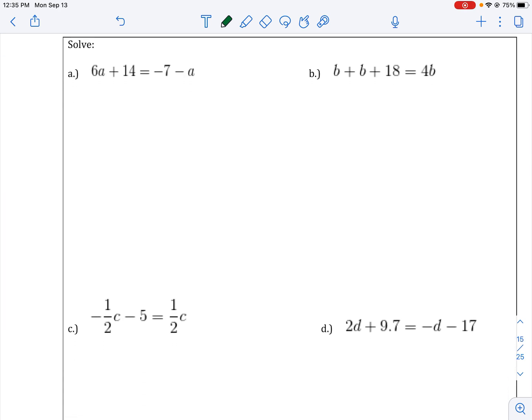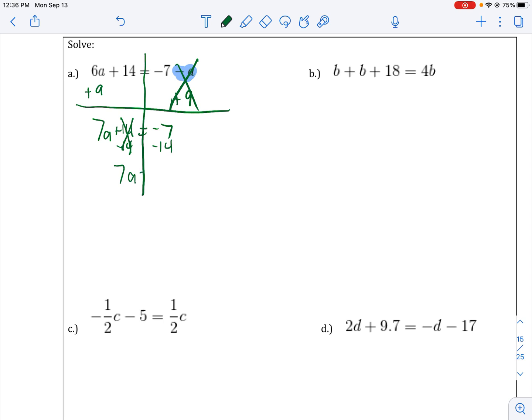Okay, so more practice. Here we go. Here's our smallest variable, so I need to get rid of that variable from this side. So I'm going to eliminate by adding 1a. What I do to one side, I do to the other. Now let's get rid of the constants. And we get a equals -3.